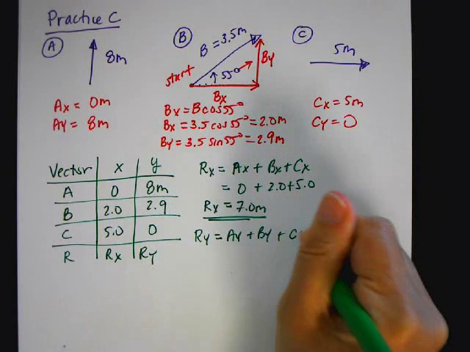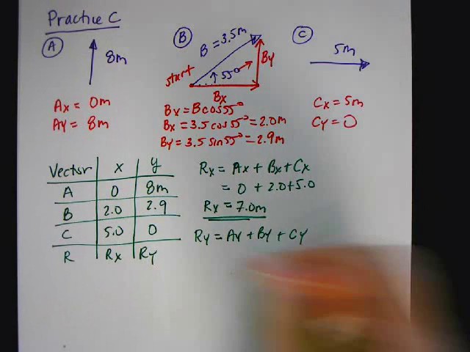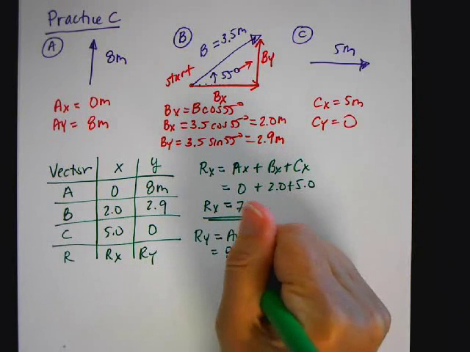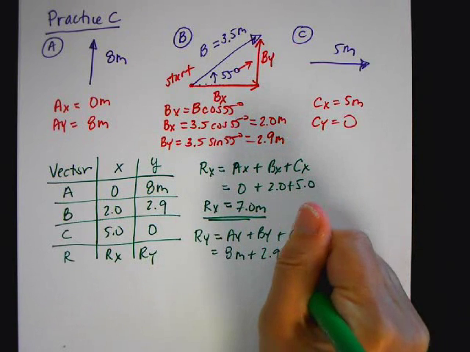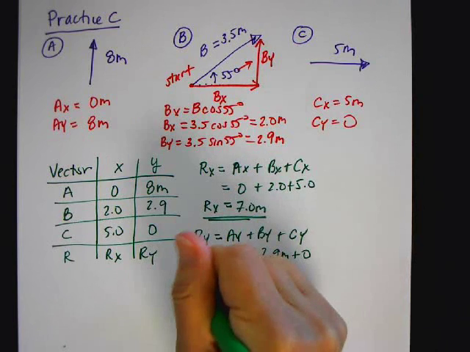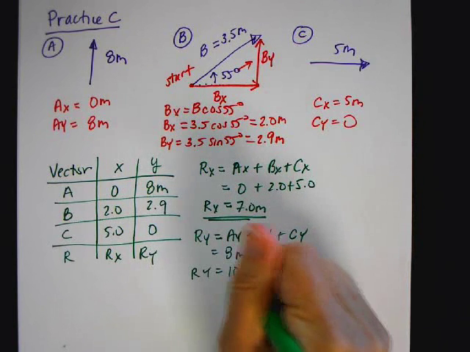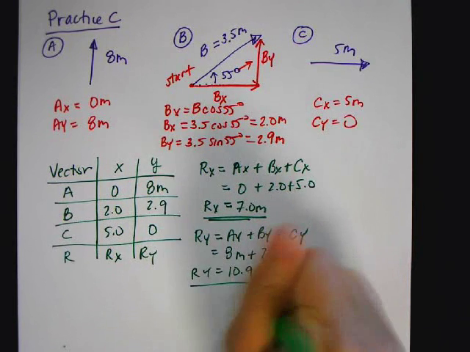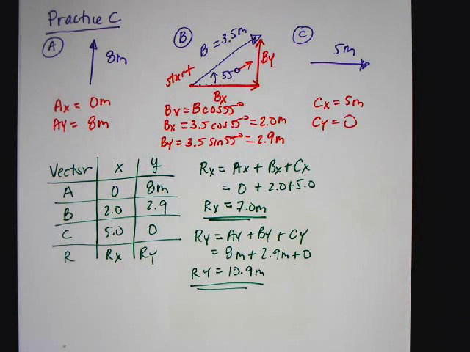Now I have the Rx and the Ry, but I don't want Rx and Ry. I want the resultant R. So how do I do this? Well, I'm going to take Rx and Ry and draw them. I'm just going to push this up. Rx is 7, so I'm going to draw a picture. Here's Rx. This is 7.